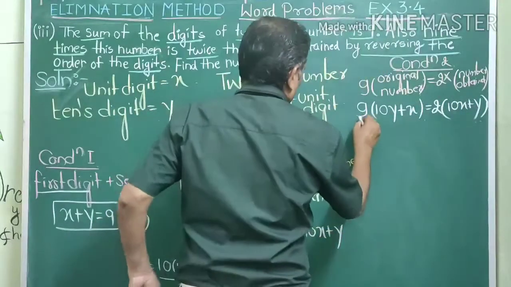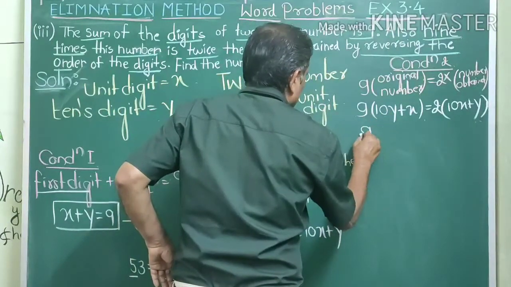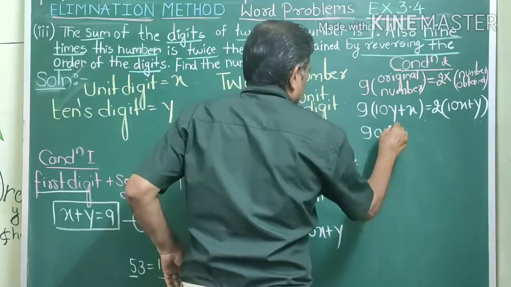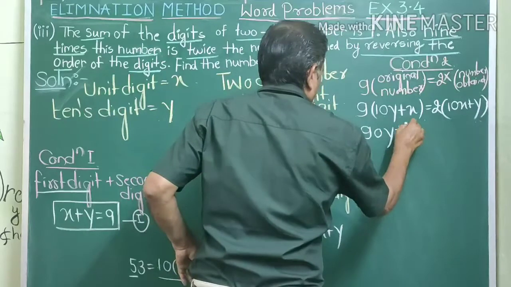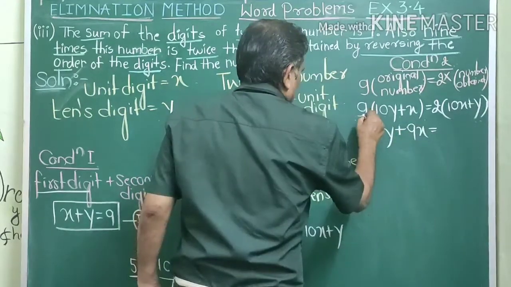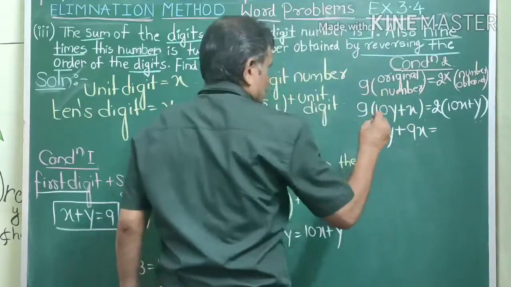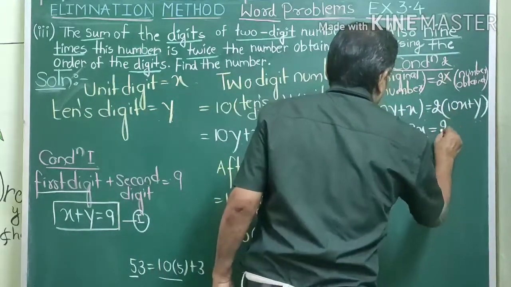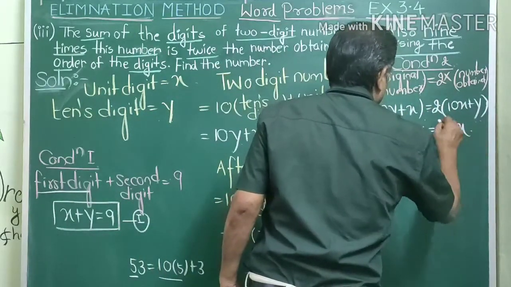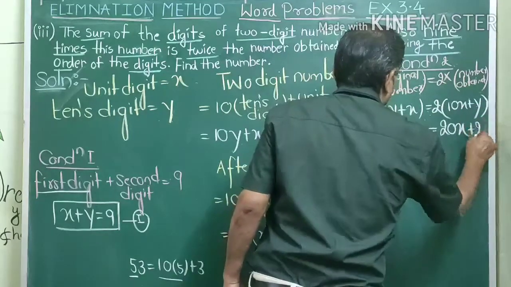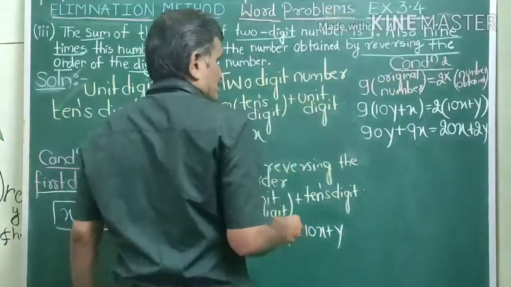Now if I simplify, 9 into 10 is 90y plus 9x. 9 into 10 is 90y, 9 into x is 9x. This is 2 into 10, it becomes 20x, and this is 2 into y is how much? 2y.